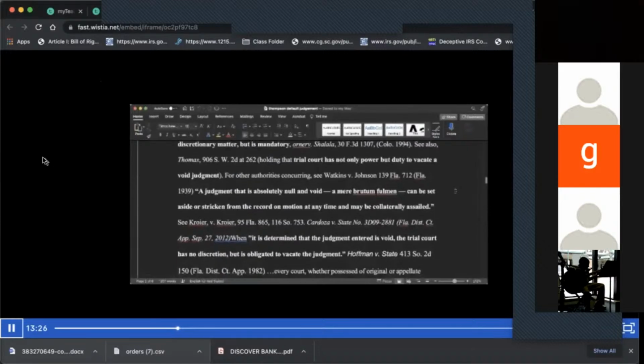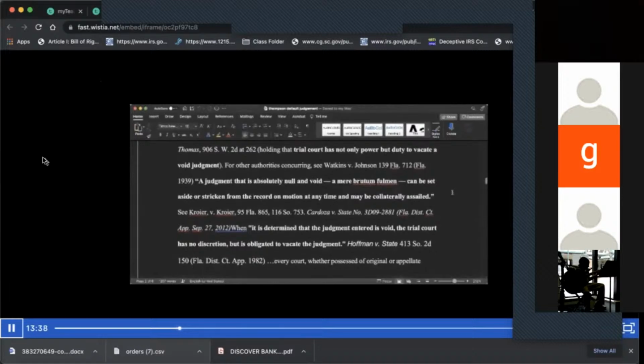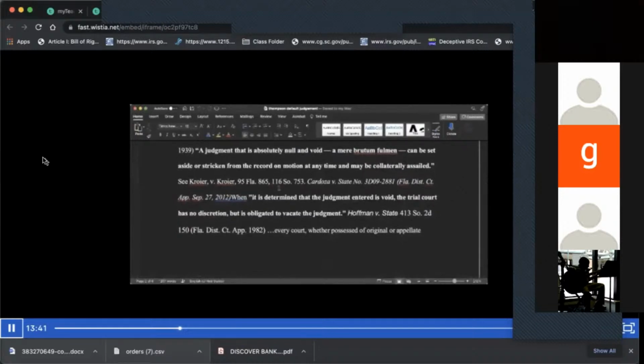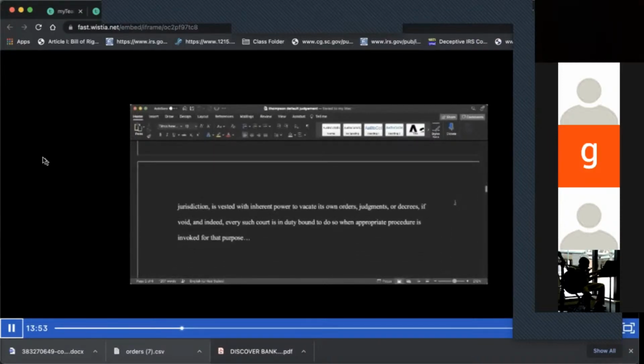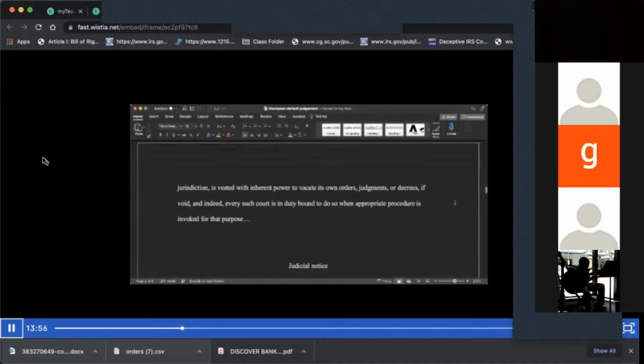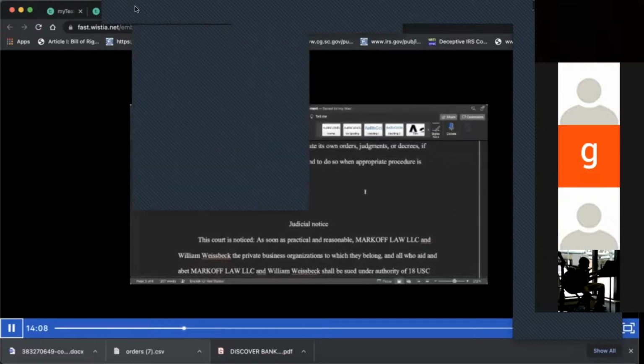For other concurrent authorities, see Watkins v. Johnson. A judgment that is absolutely null and void, a mere brutum fulmen, can be set aside or stricken from the record on motion at any time and may be collaterally assailed. If it is determined that the judgment entered is void, the trial court has no discretion but is obligated to vacate the judgment. Every court, whether possessed of original or appellate jurisdiction, is vested with inherent power to vacate its own orders, judgments, or decrees if void, and indeed every such court is in duty bound to do so when appropriate procedures are invoked for that purpose. So you have to invoke them to shut it down.